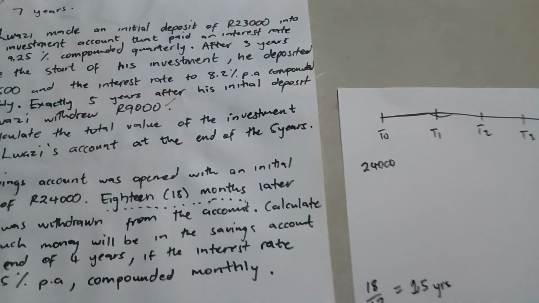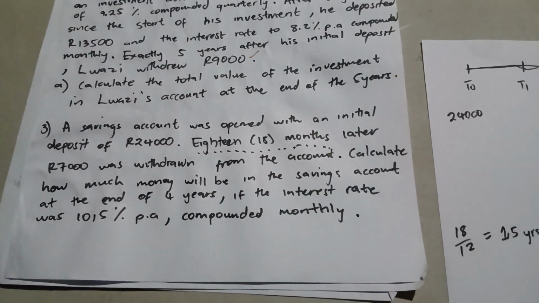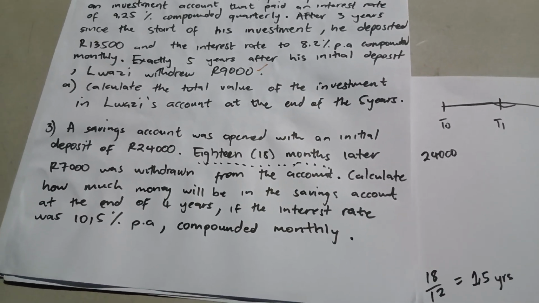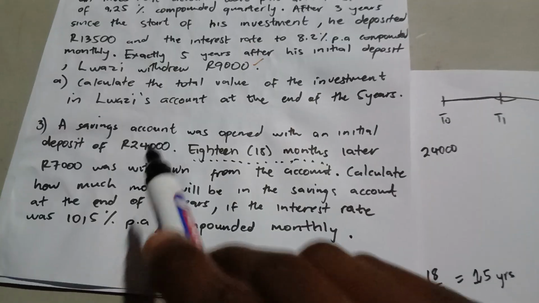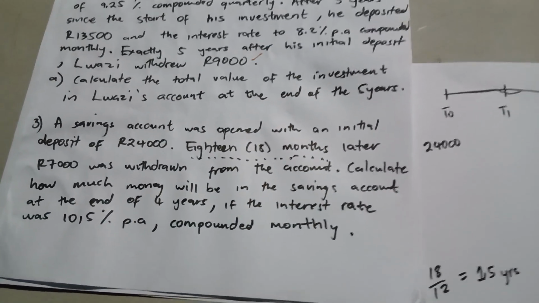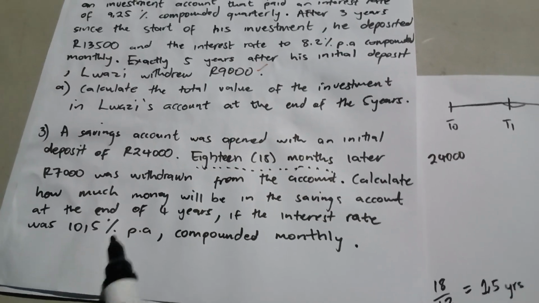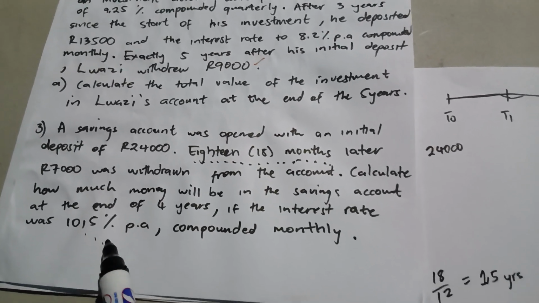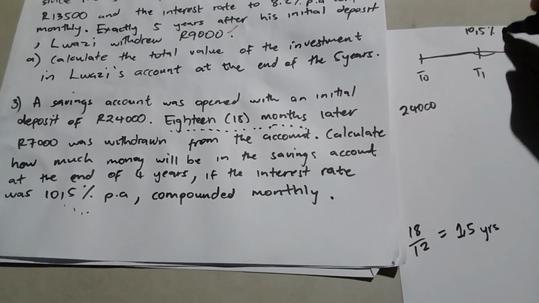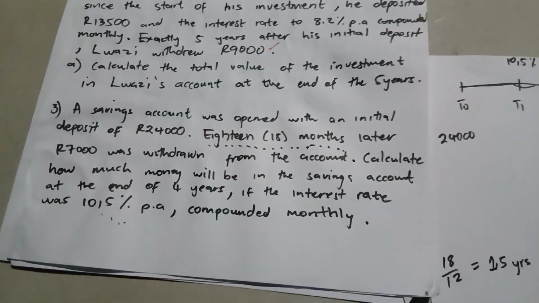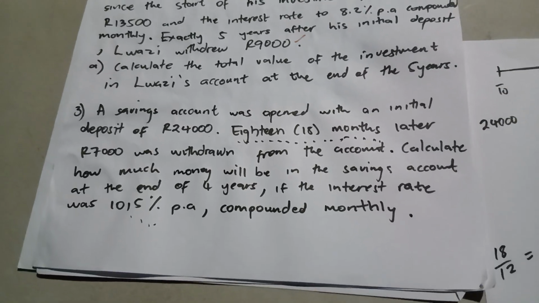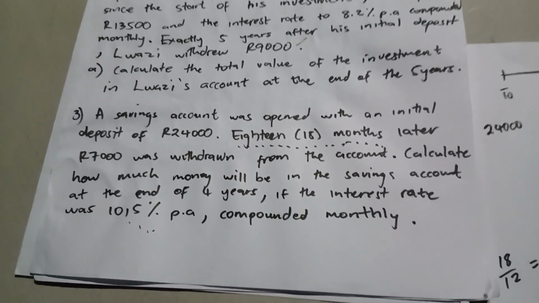Now, let's go to the timeline. So first things first, remember, as I said in the previous videos, you have to check how much money was invested initially in the account. So it has 24,000. Then what is the interest rate in these 4 years? The interest rate is 10.5% compounded monthly. So here you can see that there is no change in interest rate. So the interest rate remains the same for the whole time period.